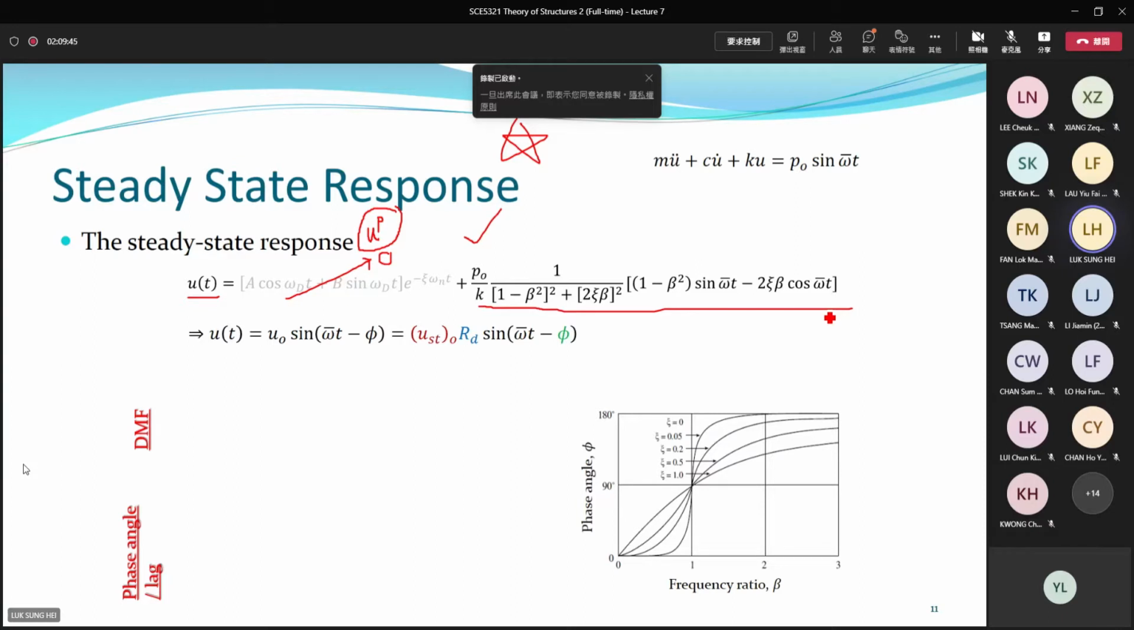But some people do some simplification for this particular solution. They rearrange this complex form, sine, cosine, with large coefficients. Some simplify these expressions to a simpler version. I ignore the homogeneous solution. U is equal to UST times RD times a sinusoidal function.